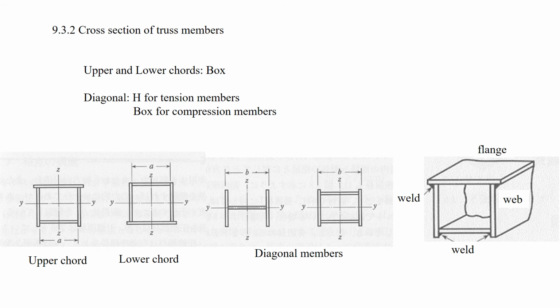9.3.2 Cross-section of the truss members. The truss members are subjected to axial compression or tensile forces, and their cross-sections are box section for the upper and lower chords as shown in figures below. For diagonals, the cross-section is H-section for tension members and box section for compression members. Flanges and webs are connected by fillet welding, which transfers the shear force.